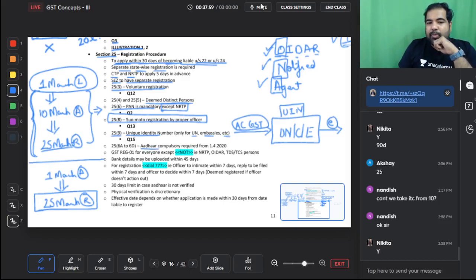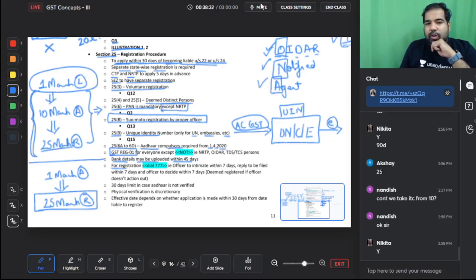Guys, Aadhaar has now become compulsory from the 1st of April 2020. That means you also need to update your Aadhaar. If you don't update your Aadhaar details, then they will take a longer time to register, which we will see ahead. You need to apply for registration in GST REG01. This is the form that you need to apply. Only few forms are important. This one is important. You need to apply GST REG01. And the bank details you don't need to submit immediately, guys. Sometimes it takes some while to open a bank account. So bank details you can update within 45 days also after you get registration.